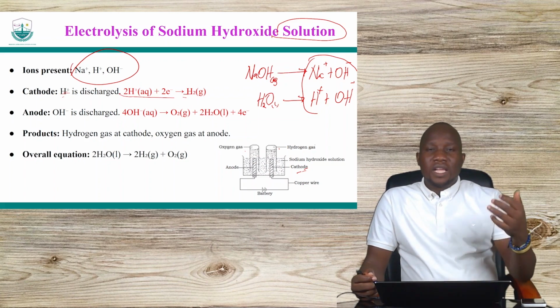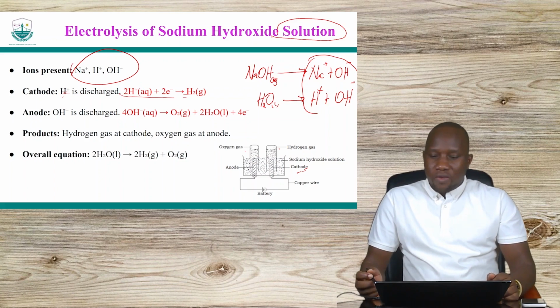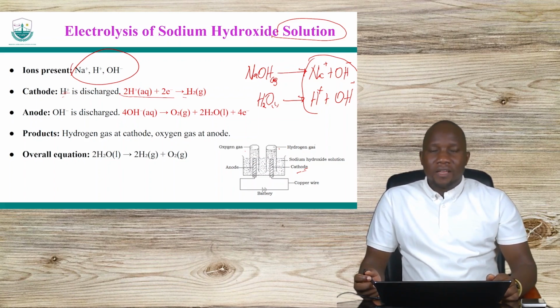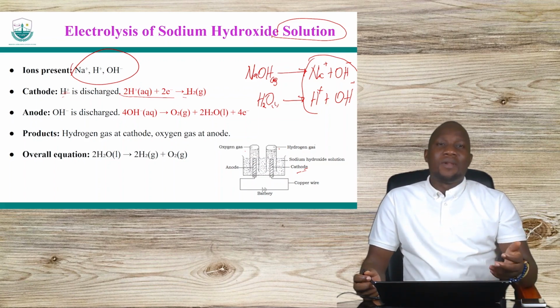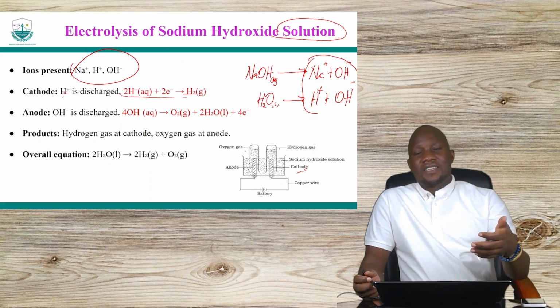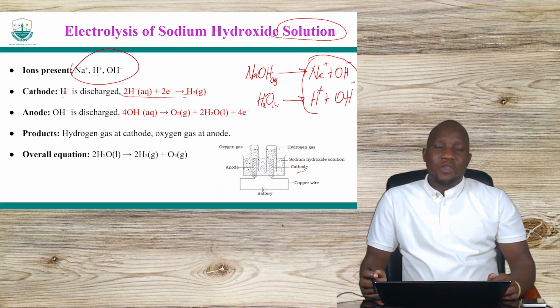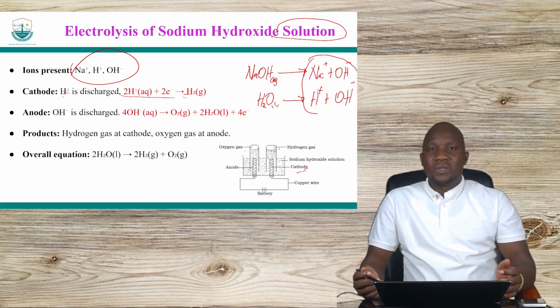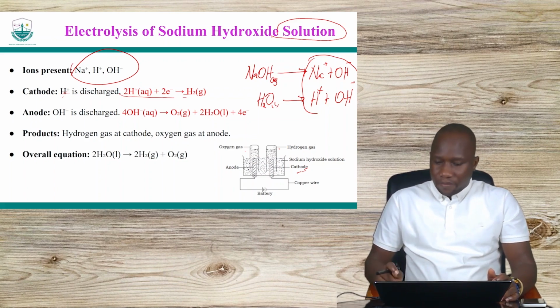They will ask you what gas is produced at the anode, or at the cathode. You say a colorless gas that rekindles a glowing splint, and then you're basically talking about oxygen. And if you talk about a gas that burns with a hot sound, you're basically talking about hydrogen. So those are the observations that you are making.